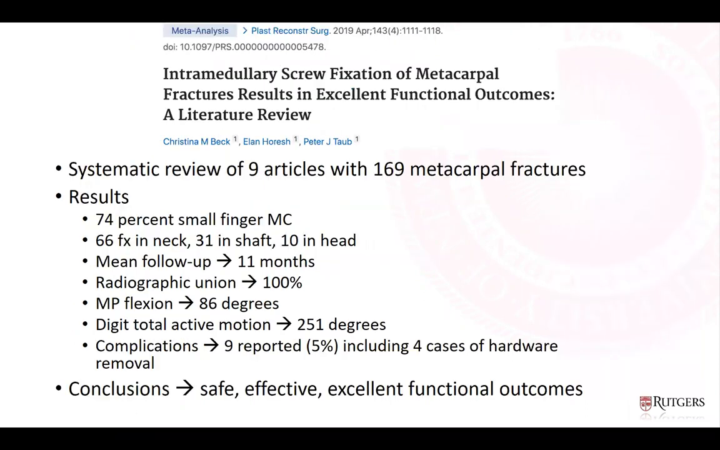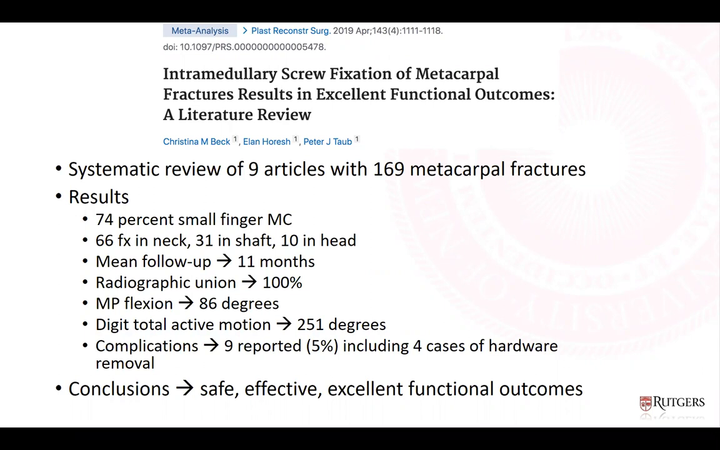This was a recent meta-analysis in 2019 that looked at 9 articles describing intramedullary headless compression screws. There were a total of 169 metacarpal fractures. 74% of them involved the small finger, 66 were neck fractures, 31 were shaft fractures, and 10 were head fractures. Mean follow-up was 11 months.